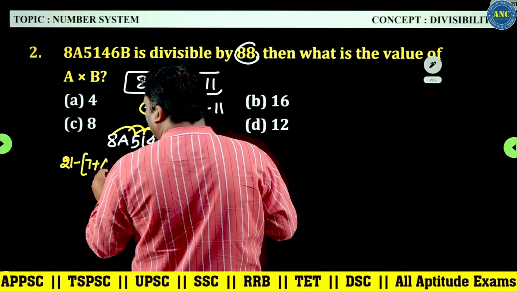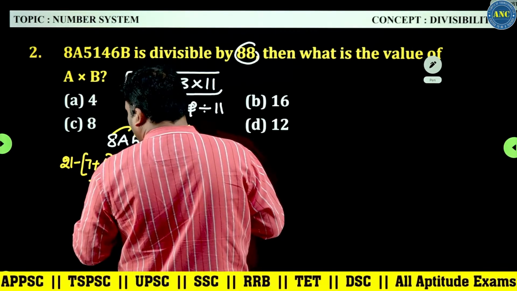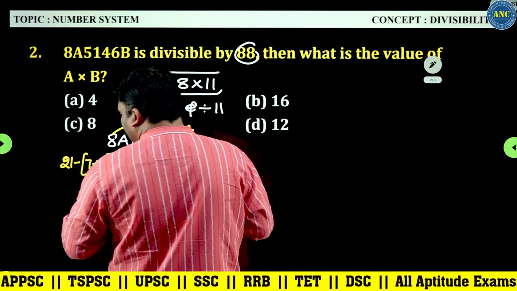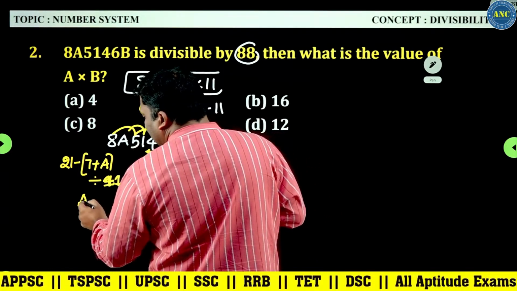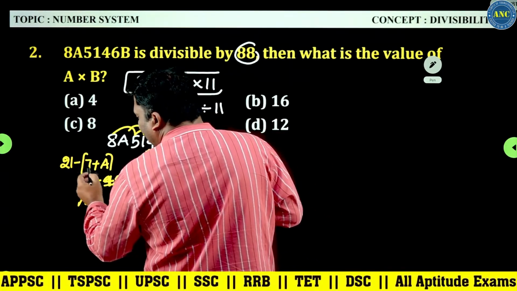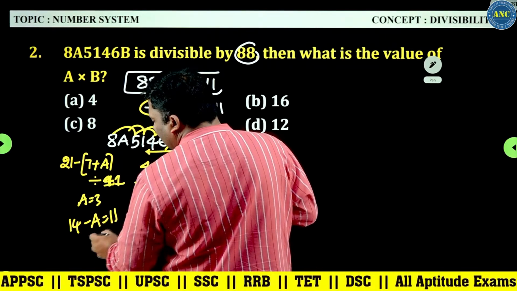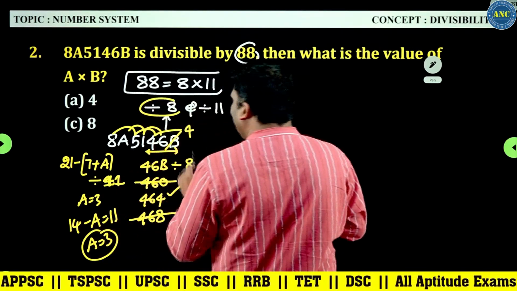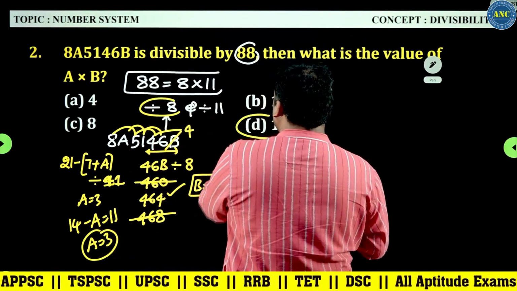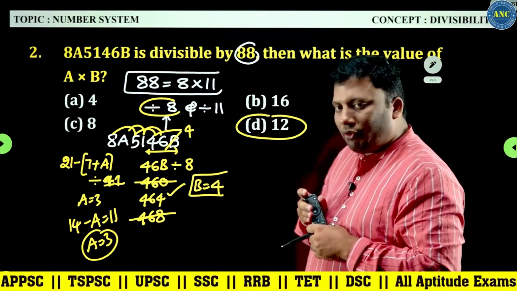It should be divisible by 11. That means A value is 3. Why is it 3? 21 minus 7, 14, minus A. It should be divisible by 11. That means A value is 3. A value 3, B value 4. So the answer for this question is 3 4s are 12.